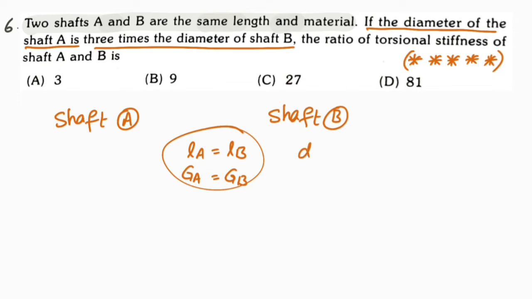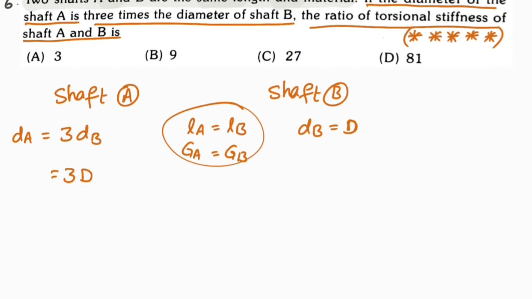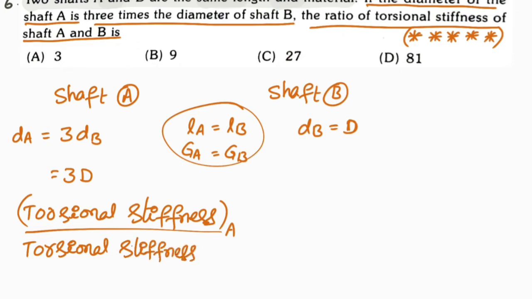Next, the diameter of shaft A is 3 times the diameter of shaft B. Let the diameter of shaft B be capital D, whereas the diameter of shaft A is 3 times the diameter of shaft B, equal to 3 times capital D. Then the ratio of the torsional stiffness of shaft A and shaft B is the torsional stiffness of shaft A divided by the torsional stiffness of shaft B.